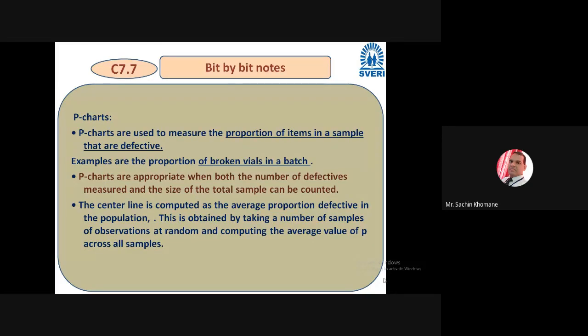So when we should use P chart? When you want to measure the proportion of items in a sample that are defective, means how many items are defective in a particular sample. We had taken an example that coronavirus vaccines are coming and some of the vaccines are turning out bad or getting spoiled. What is that proportion? So if you want to calculate that, then a P chart is very essential.